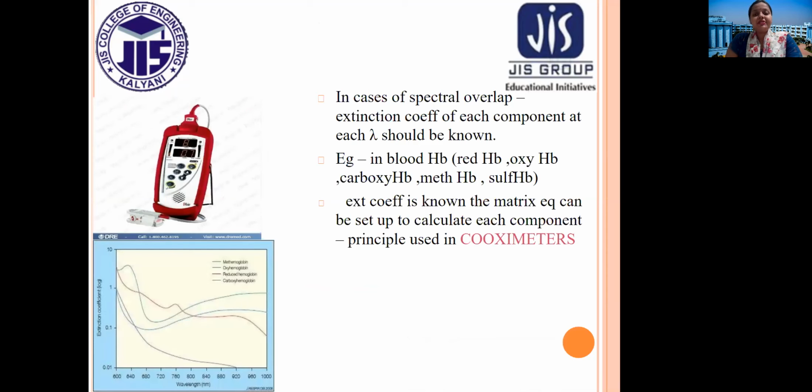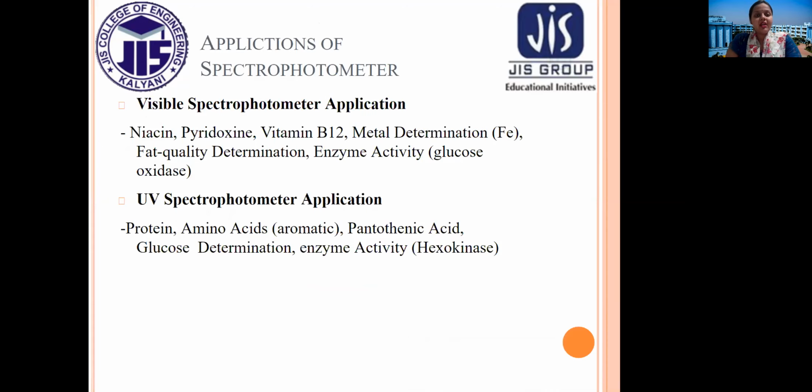In case of spectral overlap, the extinction coefficient of each component at each lambda should be known. Example in blood: Hb, reduced Hb, oxy Hb, carboxy Hb, meth Hb, sulf Hb. If the extinction coefficient is known, a matrix equation can be set up to calculate each component. This principle is used in oximeters.